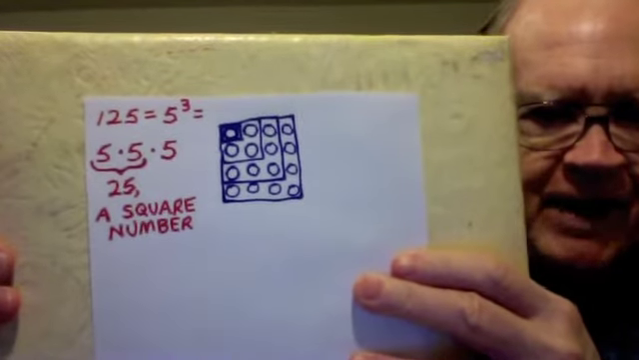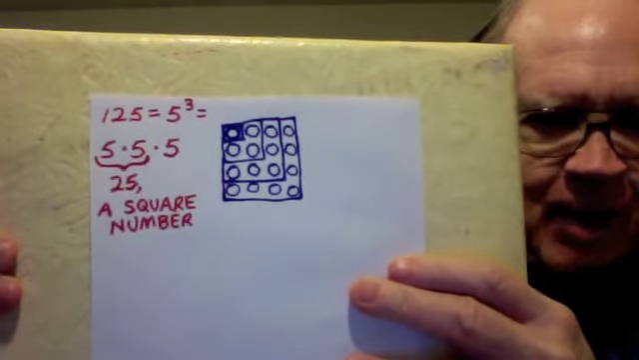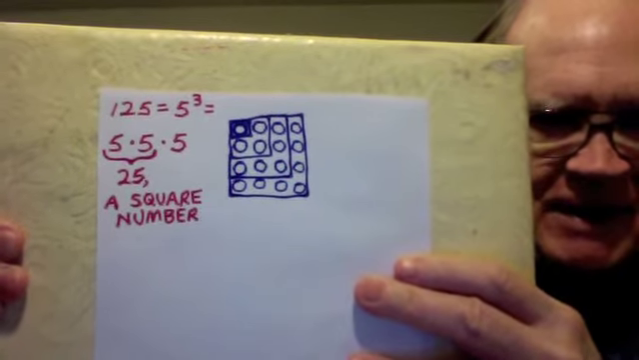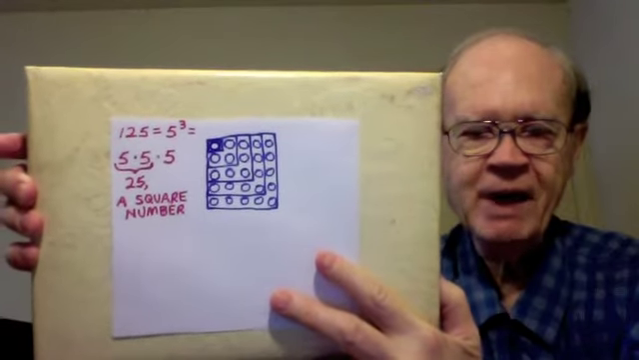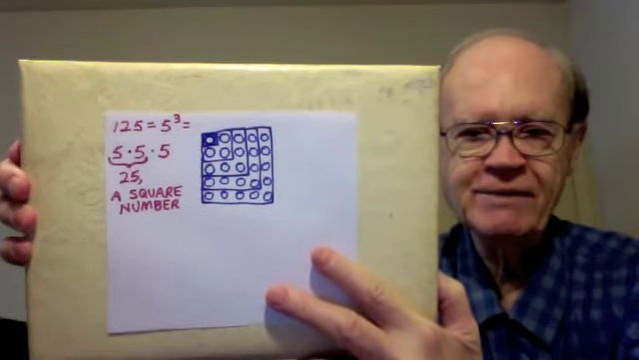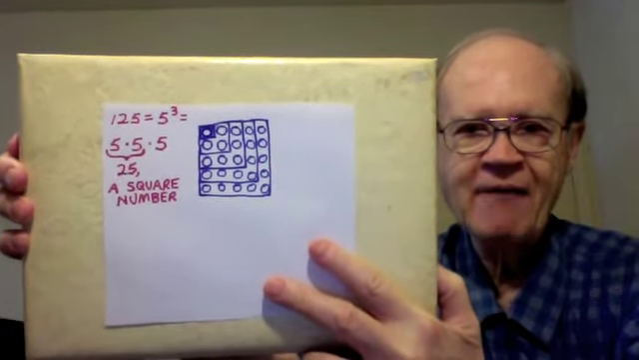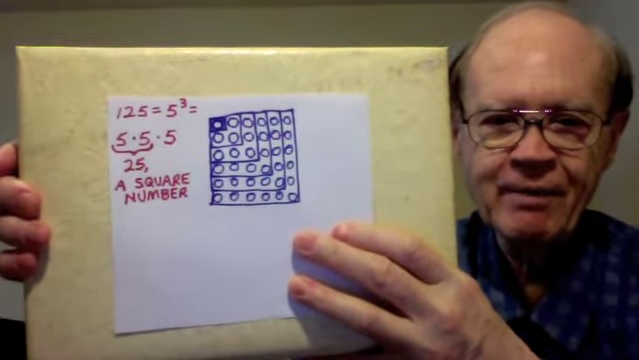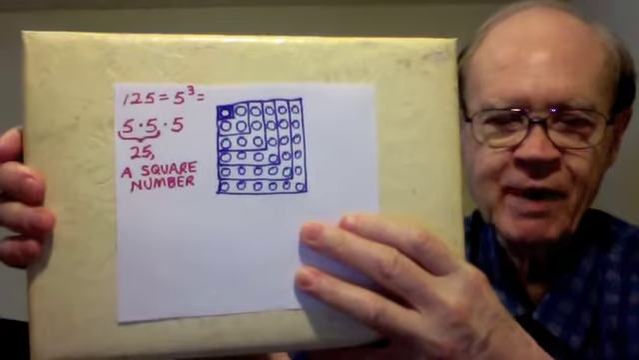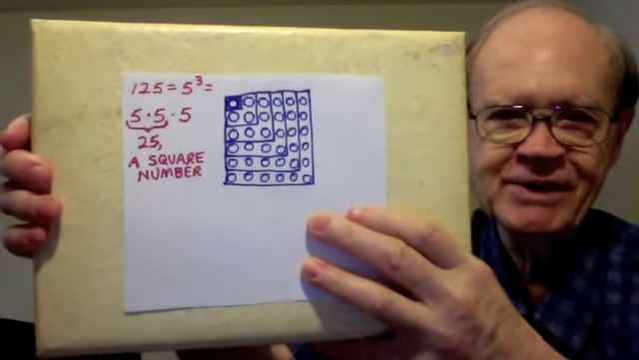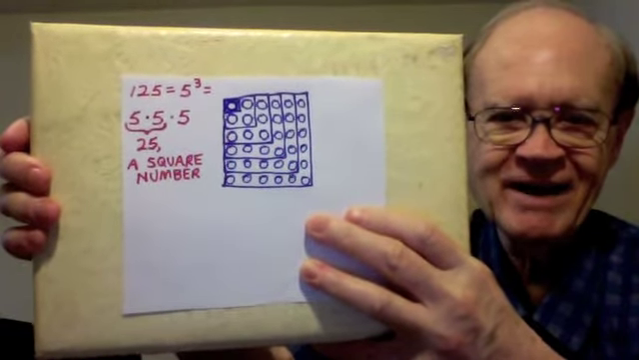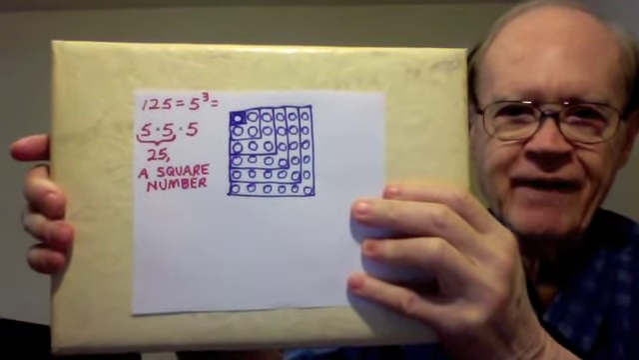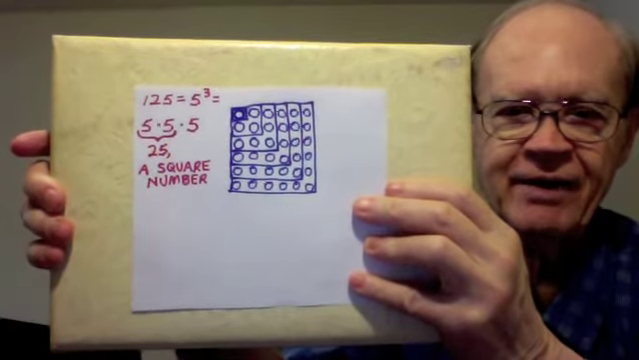Then I add a bigger L shape consisting of 7 additional marbles, forming a 4x4 square, and that's 16. Adding a bigger L shape of 9 additional marbles gives me the next square number, 5 times 5, which is 25. And adding the next bigger L shape of 11 marbles gives me the next square number, 6 times 6, which is 36. And so on indefinitely. So I started with 1, then I added 3, then 5, then 7, then 9, then 11, then 13, and so on.